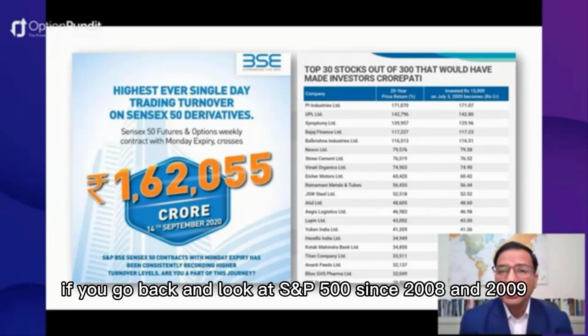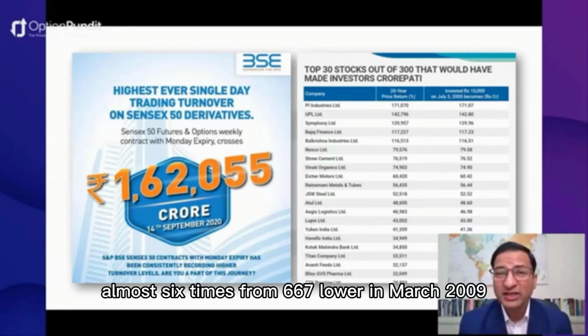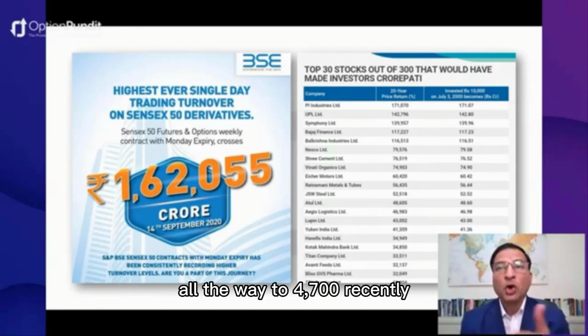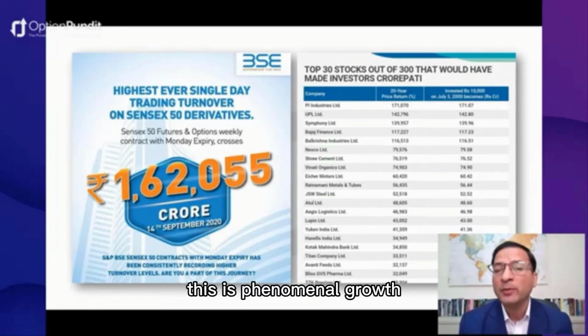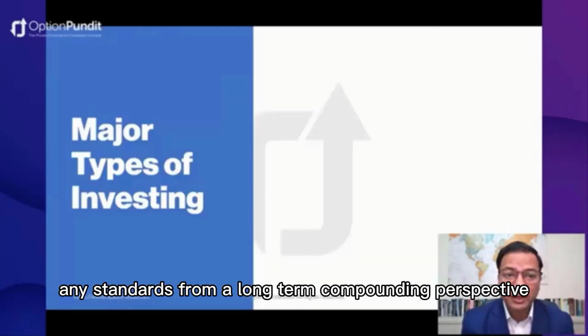If you go back and look at S&P 500 since 2008 and 2009, S&P has gone up almost 6 times. Almost 6 times, from 667 low in March 2009 all the way to 4,700 recently. This is phenomenal growth by any standards from a long-term compounding perspective.